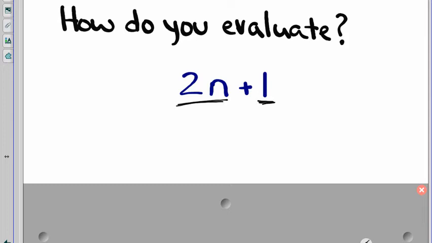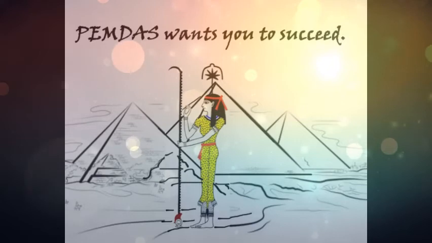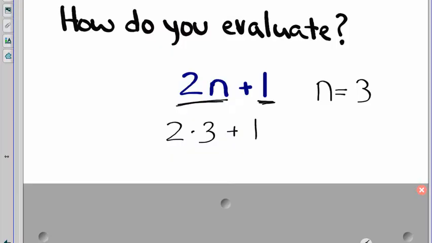So here we go. Let's look at this. Well, first we need a value for n. So I'm going to define n to be equal to 3. And if I wanted to evaluate this, I just need to substitute 3 in every time I see the variable n. So now I have 2 times 3 plus 1 more. And of course, our friend PEMDAS says we multiply first. So 2 times 3 is 6, plus 1 is 7. And so the solution to 2n plus 1 when n equals 3 is 7. There you go. You've evaluated your first algebraic expression.